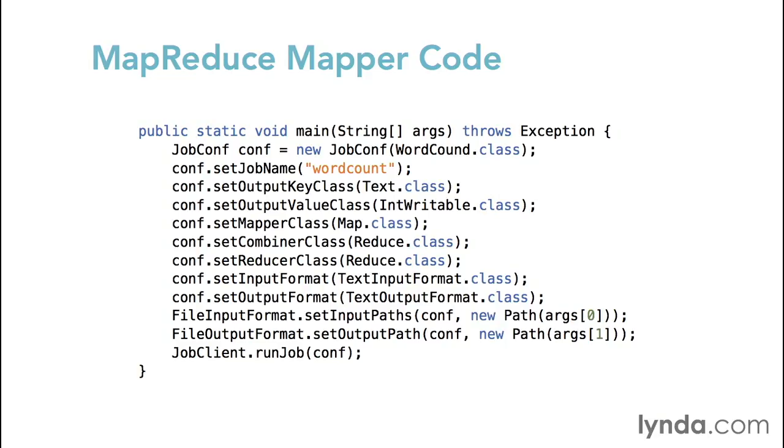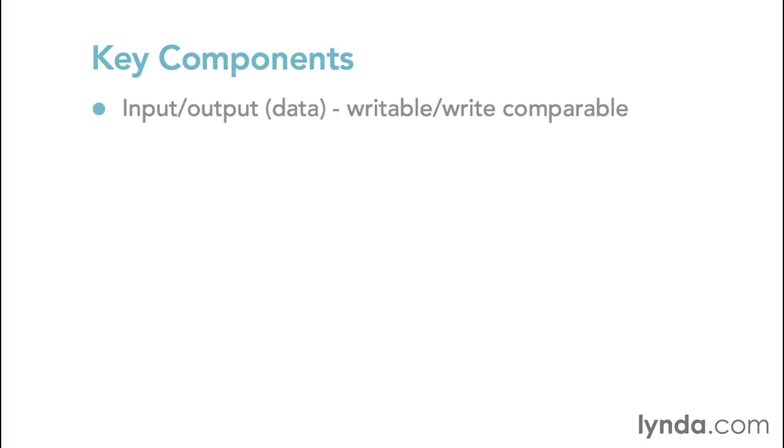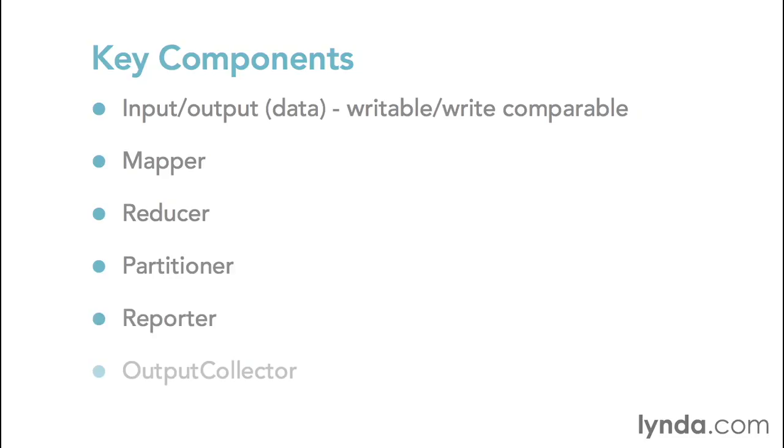Now, the interesting thing about the combiner is it's not guaranteed to run. It's an optimization, so it is optional, but it's a really common pattern, and so I left it in here. So the key components of the Java implementation of MapReduce are the input and output, and I deliberately didn't go very deep into the Writable and WritableComparable at this point. I'm going to do that coming up in just a minute. And then we have the mapper, reducer, the partitioner, the reporter, and the output collector. Those are the key components.